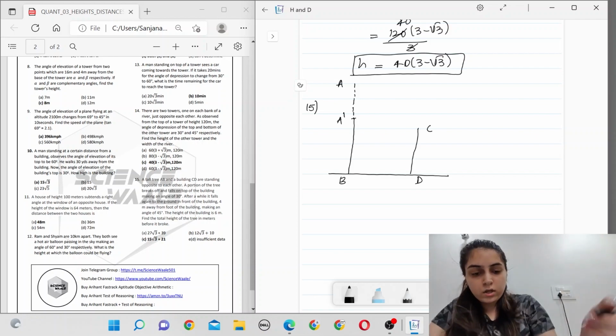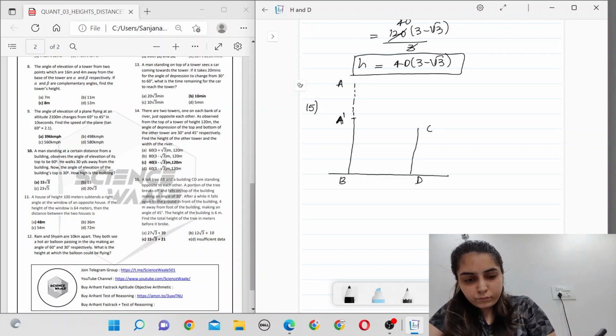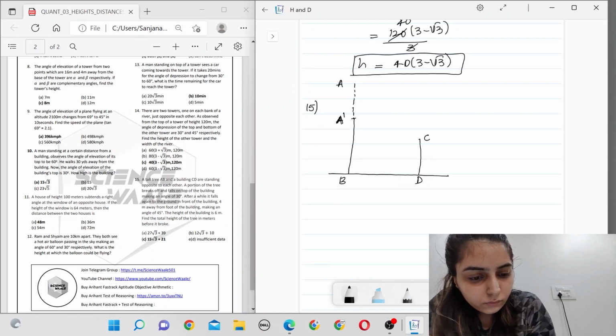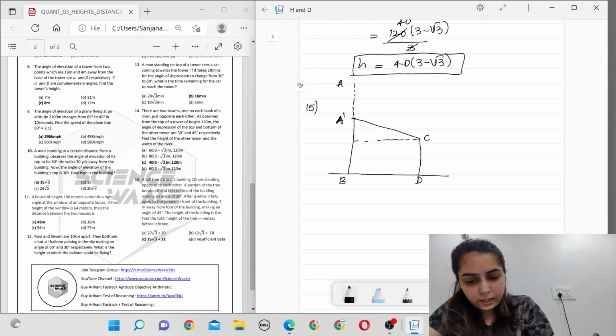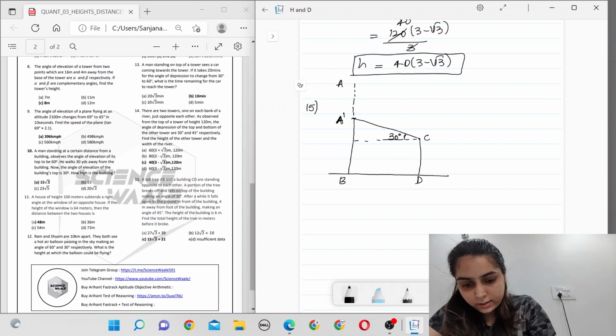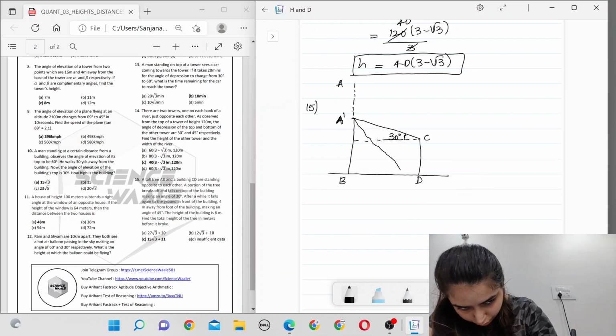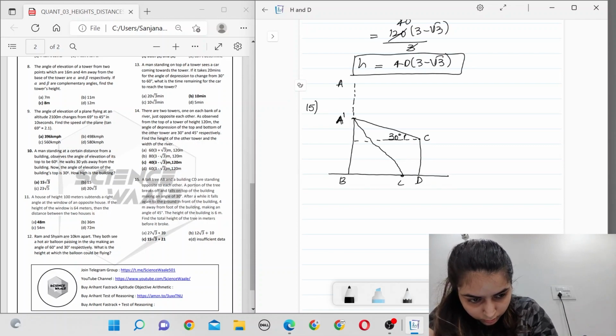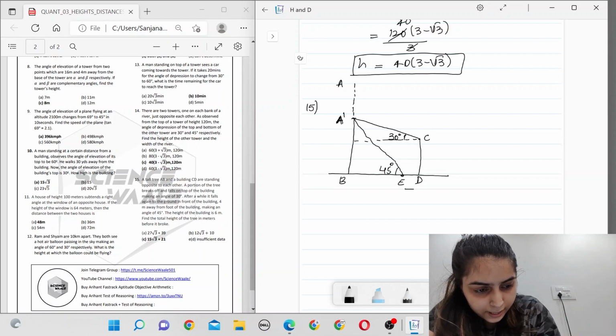So here let's just draw whatever we understood. So first it's like this, and it falls first on the top of the building, making an angle of 30 degrees. So this is 30 degrees. Later it falls on the ground in front of the building 4 meters away. So later it falls here, making an angle of 45 degrees, and the distance between this is 4 meters.